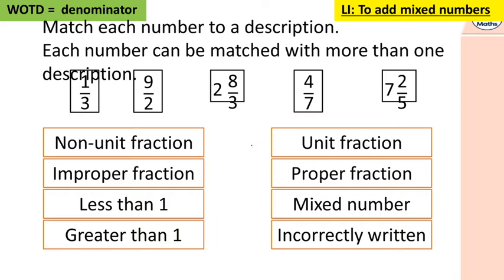Right, next one, 4/7. That is less than 1. It is a proper fraction because the numerator is less than the denominator. It is a non-unit fraction because the numerator does not equal 1. So then we have 7 and 2/5. This is something that is greater than 1, and it is a mixed number. So well done if you got those.